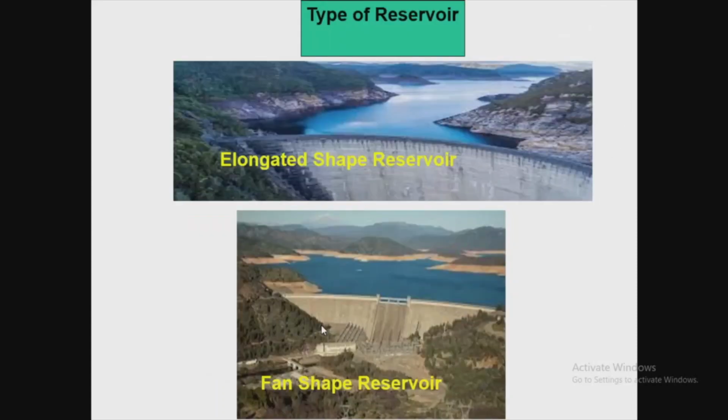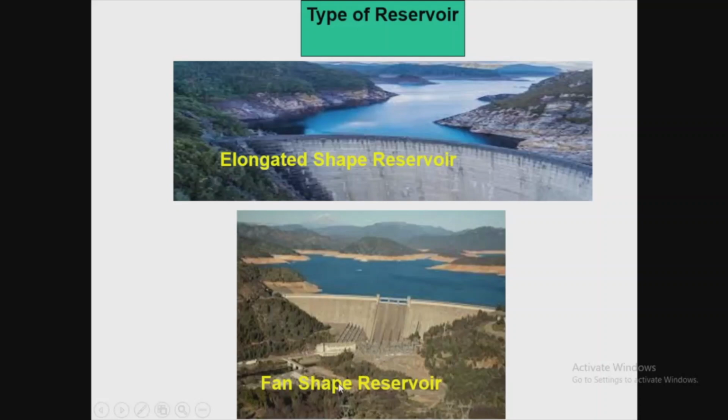Now this reservoir may depend upon the shape of the valley. The shape of the valley may be shallow also. It may be a gorge portion also, a deep portion also. So you can say an elongated shape reservoir is developed. The river flow is obstructed, and the backwater of that elongated shape reservoir goes far away.